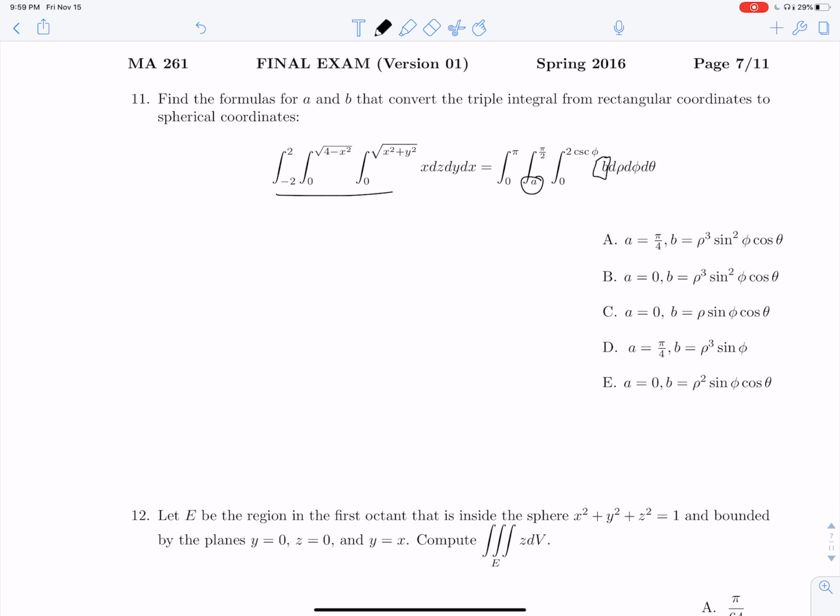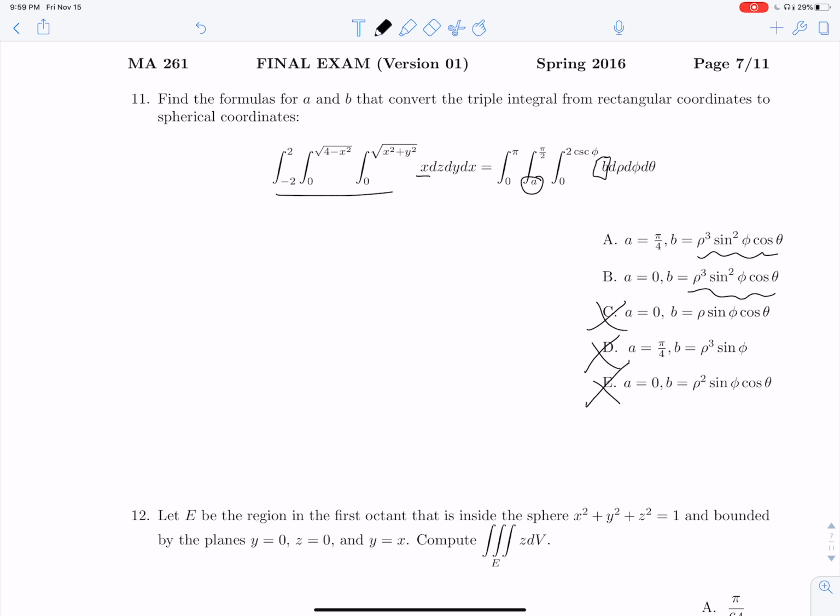We know that for a spherical integral, we're always going to have a rho squared sine phi, and then x in spherical coordinates is, I'm saying p, sorry, rho, it's going to be rho cosine of theta sine phi. And so if we look around, we're looking for rho cubed sine squared phi cosine theta, which we see here and nowhere else. So these three are automatically out.